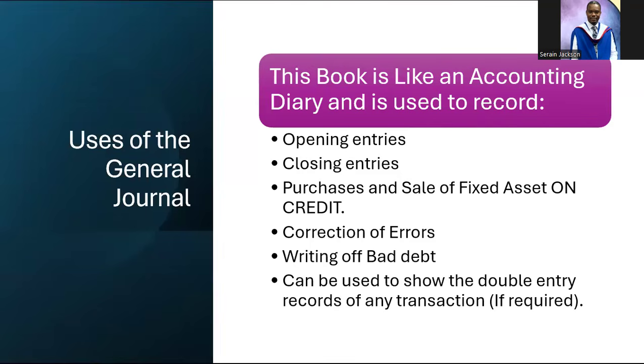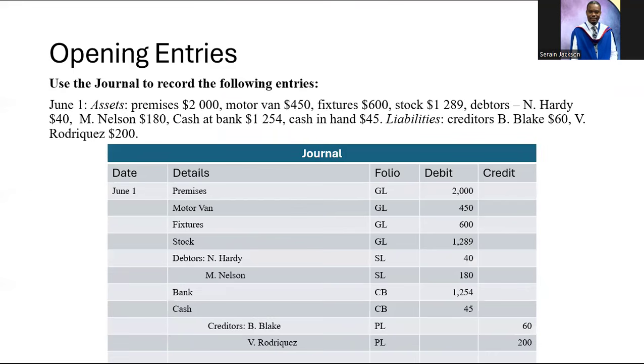All right, so let's look at some of the uses. For example, opening entries. The instruction is to use the general journal to record the following entries, and you are given some opening entries, some assets. Fixed assets along with current assets. If you look, you will see premises, motor van, fixtures. These are all fixed assets. Stock, debtors, which could be called accounts receivable, and then bank and cash, these are also current assets.